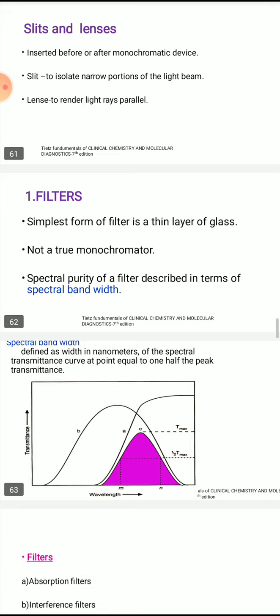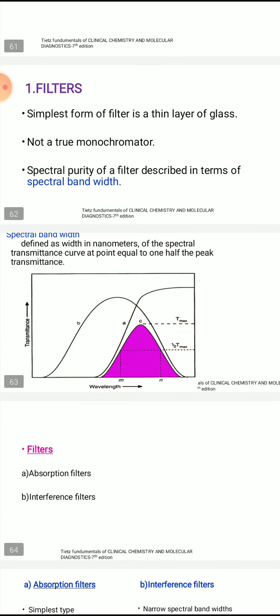First we will deal with the filters. Filters are the simplest form of monochromators. It is nothing but a thin layer of colored glass. Actually, it is not a true monochromator because its spectral purity is less.